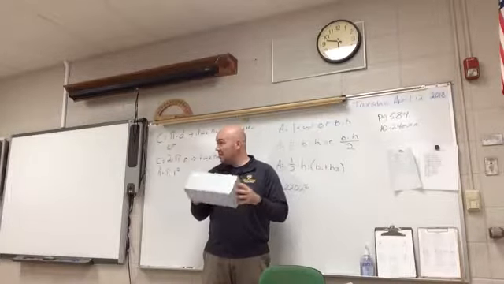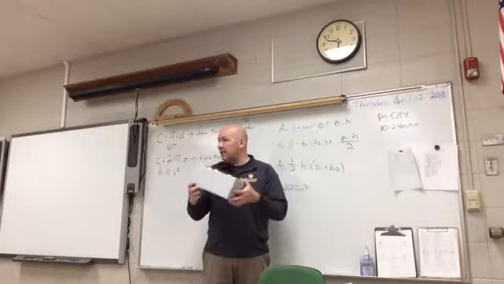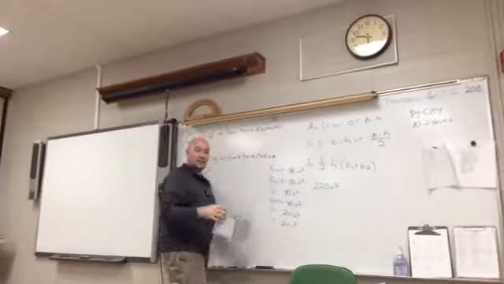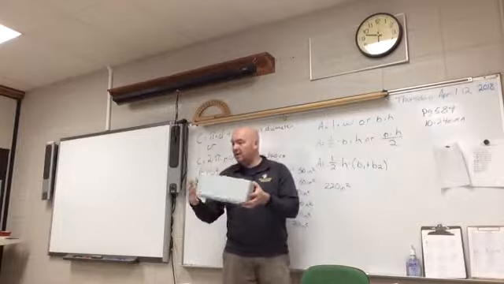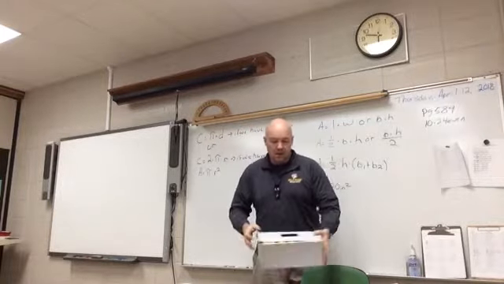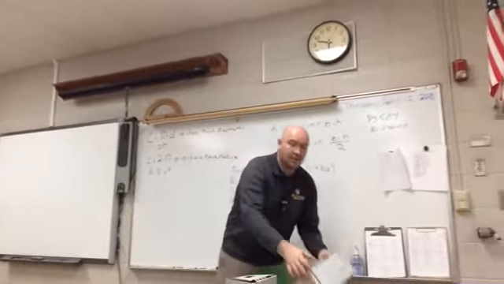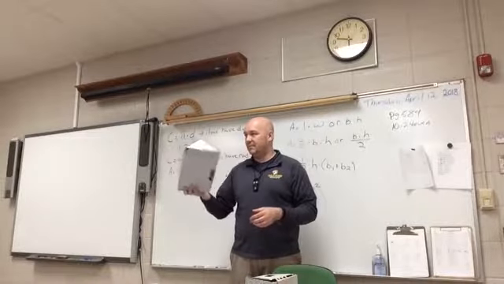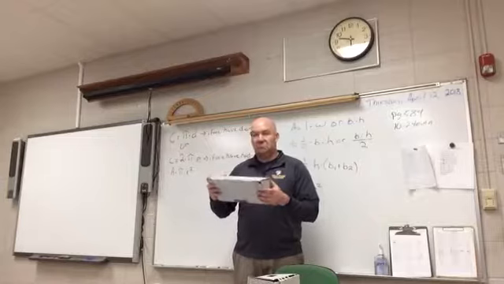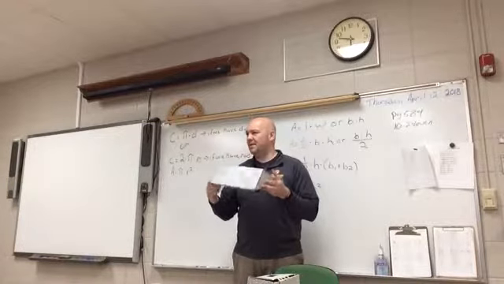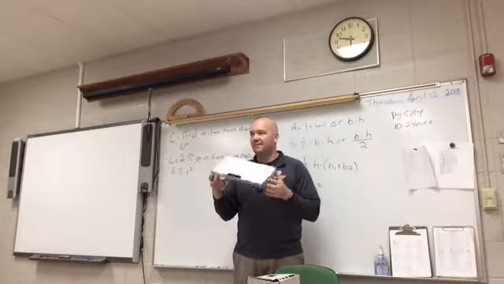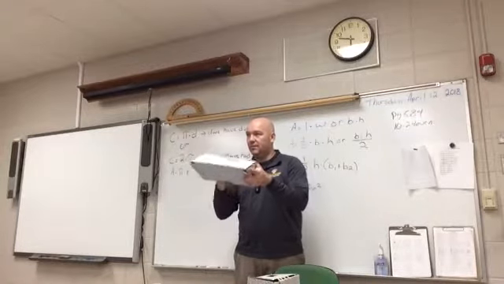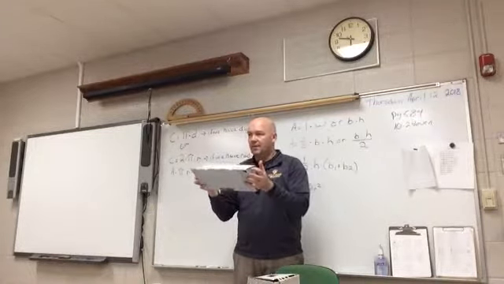Pretty easy, right? So we got 6 lateral faces. Notice 1, 2, 3, 4, 5, 6. Find the area of each one and add them all up. Now we have a triangular prism. How many faces does this thing have? 5. 1, 2, 3, 4, 5.